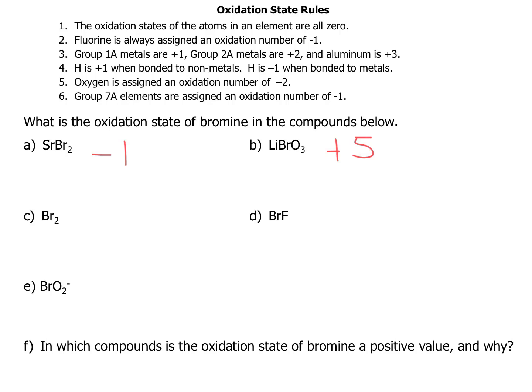I tidied up there a moment so we can go to the next row, which deals with Br2. Br2 is the elemental form of bromine, so Rule 1 applies. Each bromine has an oxidation state of 0.